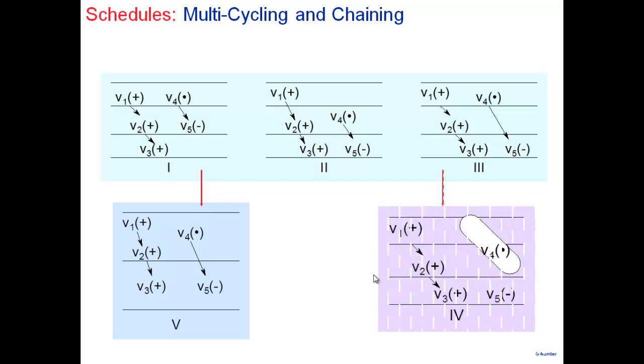The other one that we said was multi-cycling. Instead of carrying out 2 operations in 1 clock cycle, I take an operation and carry it out over more than 1 clock cycle. So I spread this over 2 clock cycles. In this case also, you know that I require 2 adders and 1 multiplier.